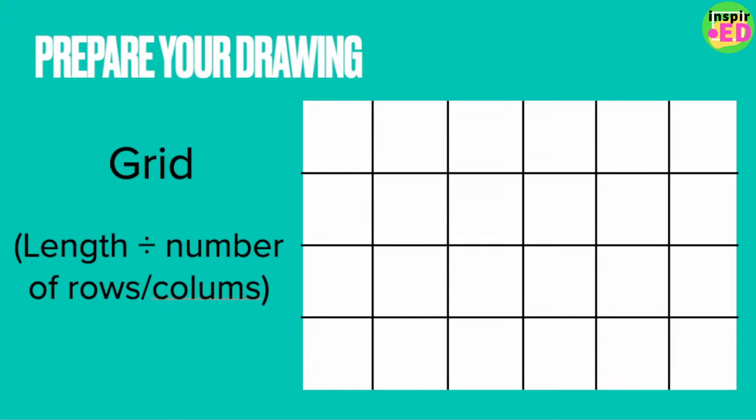And this 4 and 6 are random numbers I picked. It's easier if you pick a number that you can actually divide the height and width by. So length divided by number of rows and columns, that can even be adjusted depending on the size of your actual surface for your drawing or paintings.